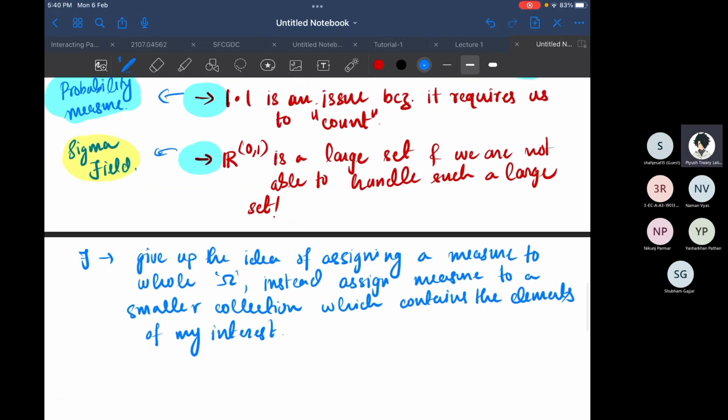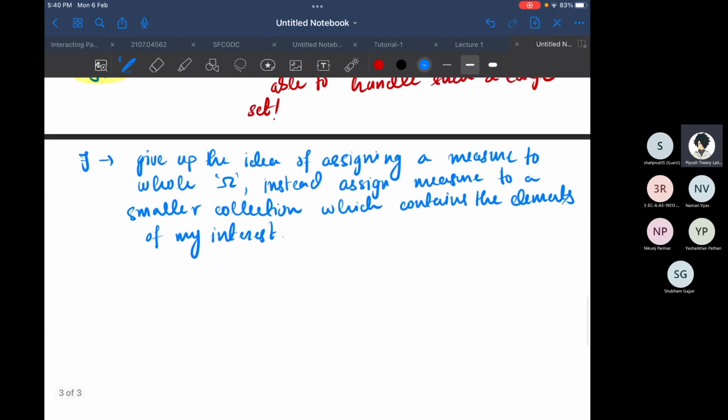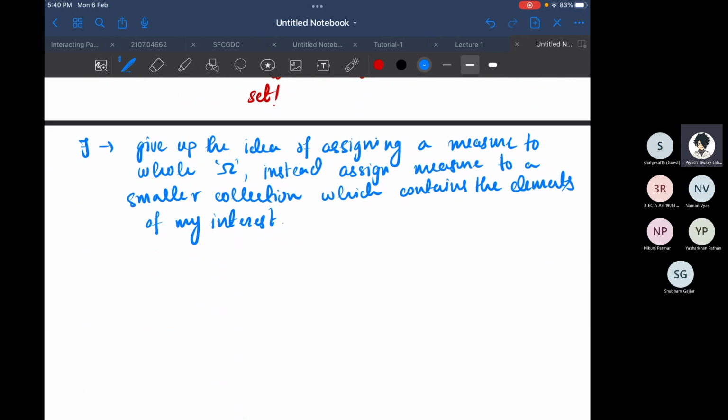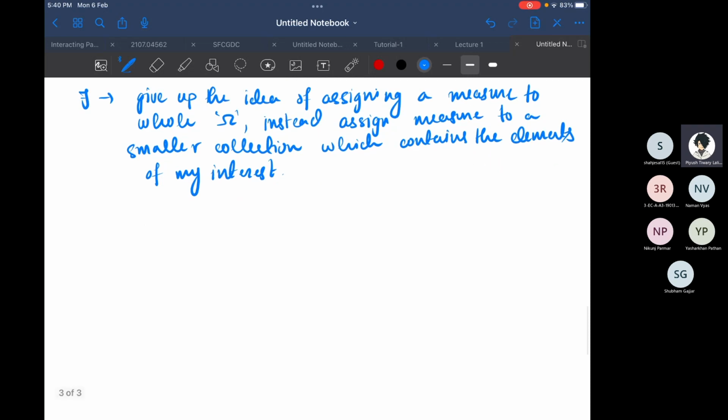I told you this is why a sigma field is required, because R is such a large set. It is not possible to deal with it, so I will come up with a collection of subsets. Now you will ask me, what is the collection of subsets that I propose? So the idea is that the sigma field of open sets, let's just call it open sets, is of interest to me. So what are open sets?